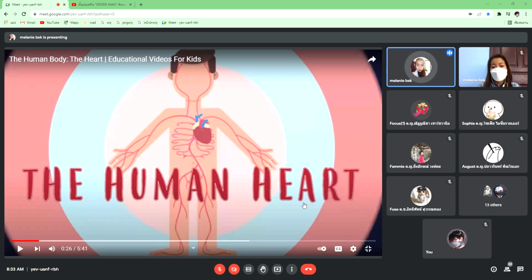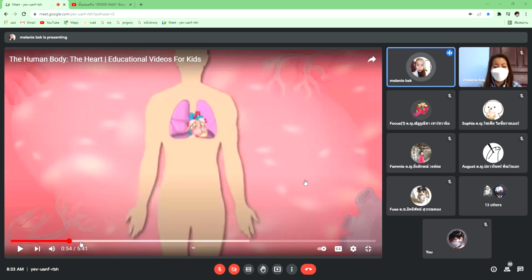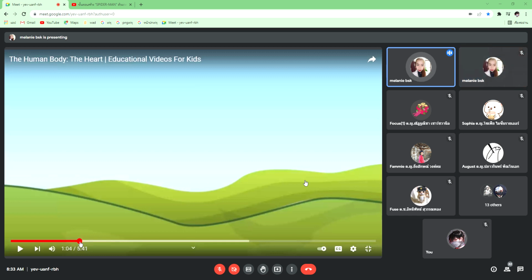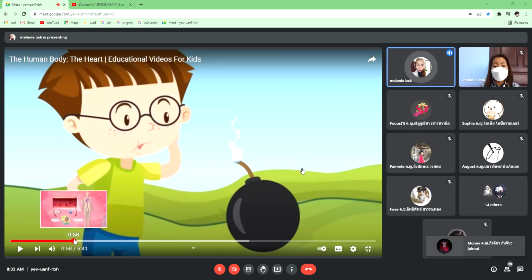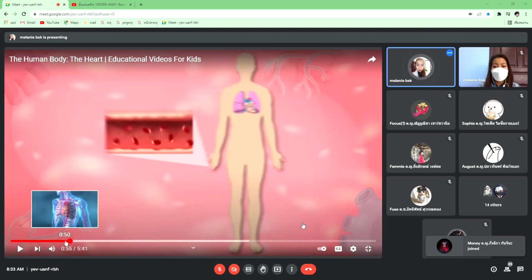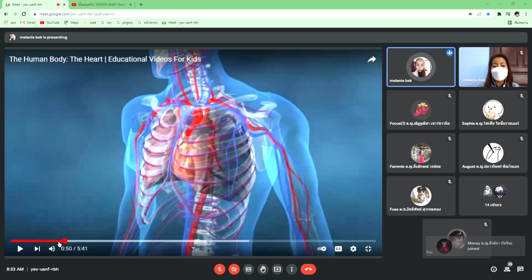Okay, so how does the heart work? First, where do you find your heart? Just a moment, I am going to show you something. Your heart is in the left side part of your chest, so it is protected by your skeleton.